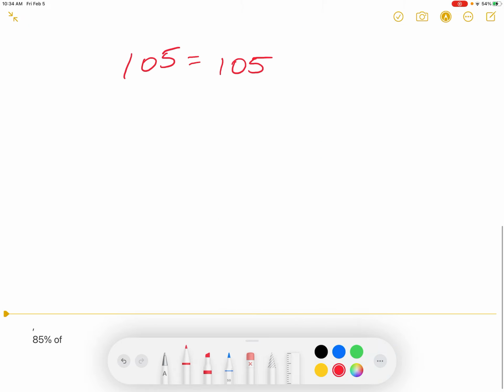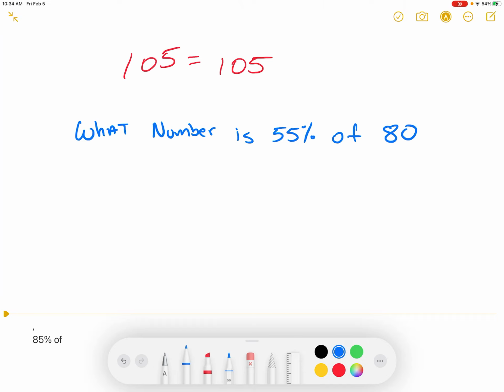Now we could try another one here, just to be safe. If I asked you rather, what number is 55% of 80? How could I set this up?